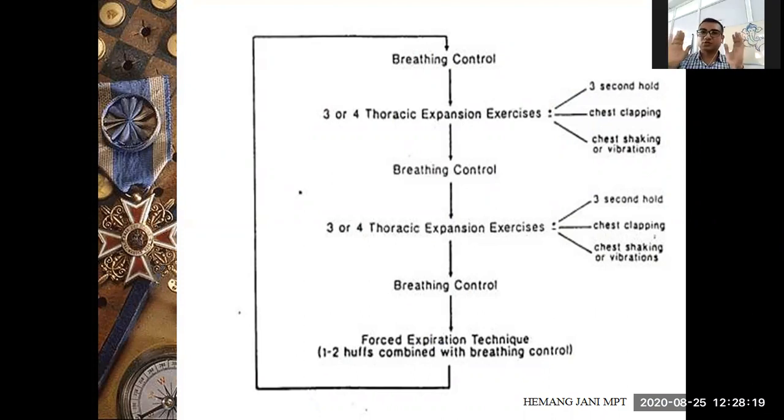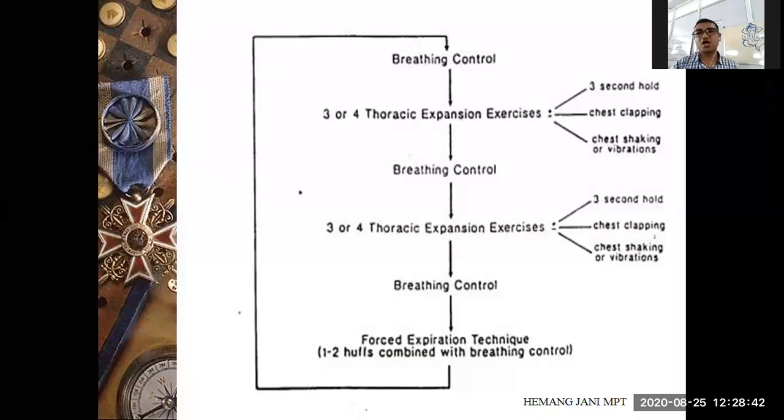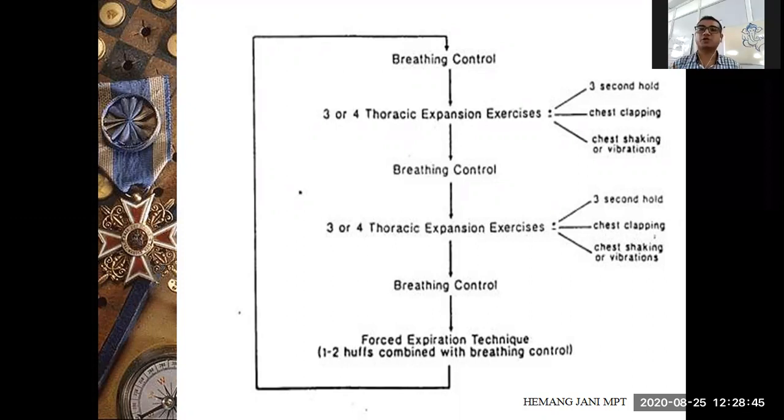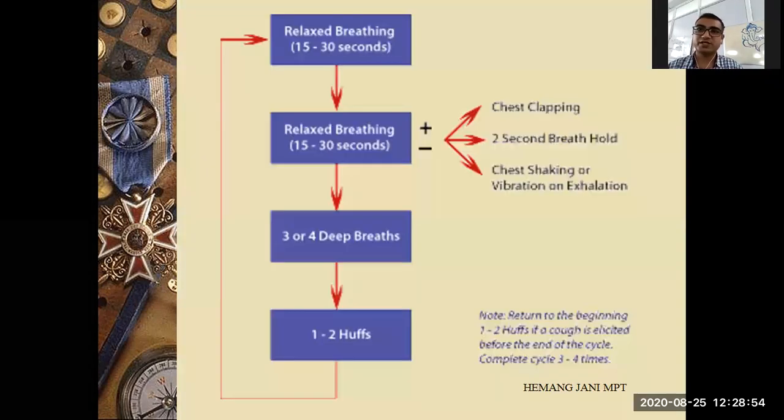Breathing control, 3 to 4 thoracic expansion exercises, again breathing control, again thoracic expansion exercise, again breathing control, and then the forced expiratory technique, that is with the huff and cough. Inside the thoracic expansion exercise, you can use a 3-second breath hold, chest clapping, or any cardiopulmonary chest physiotherapy technique. You can use this diagram to explain to your patient, and various different diagrams can be explained to the subject.